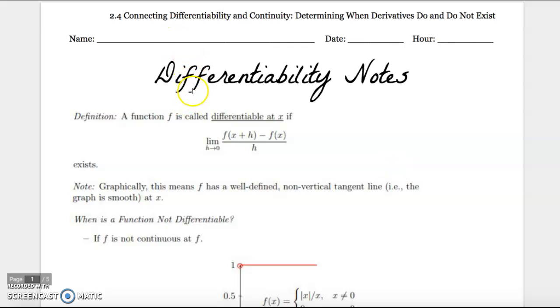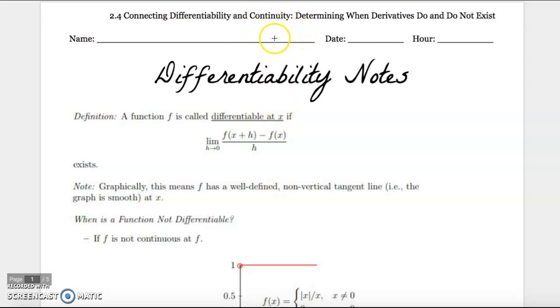Hey guys, so in this video we're going to go through differentiability and what it looks like graphically and what it looks like in equation form, with some AP multiple choice questions thrown in. It's going to be great. So we've learned about something called continuity previously in Unit 1.